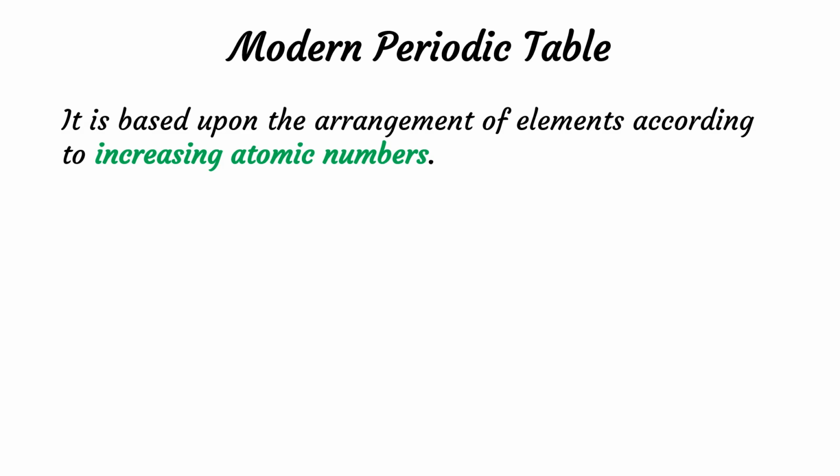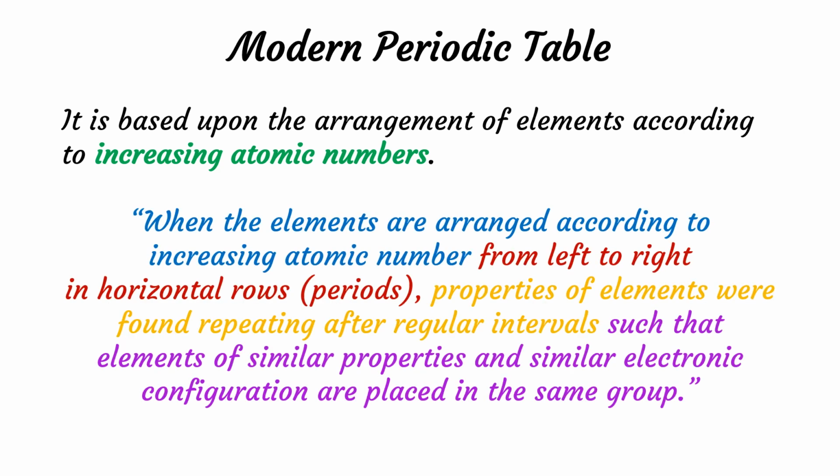It is based upon the arrangement of elements according to increasing atomic numbers instead of increasing atomic mass. In the modern periodic table, elements are arranged according to increasing atomic number, from left to right in horizontal rows, which are called periods, and properties of elements were found repeating after regular intervals such that elements of similar properties and similar electronic configuration are placed in the same group.